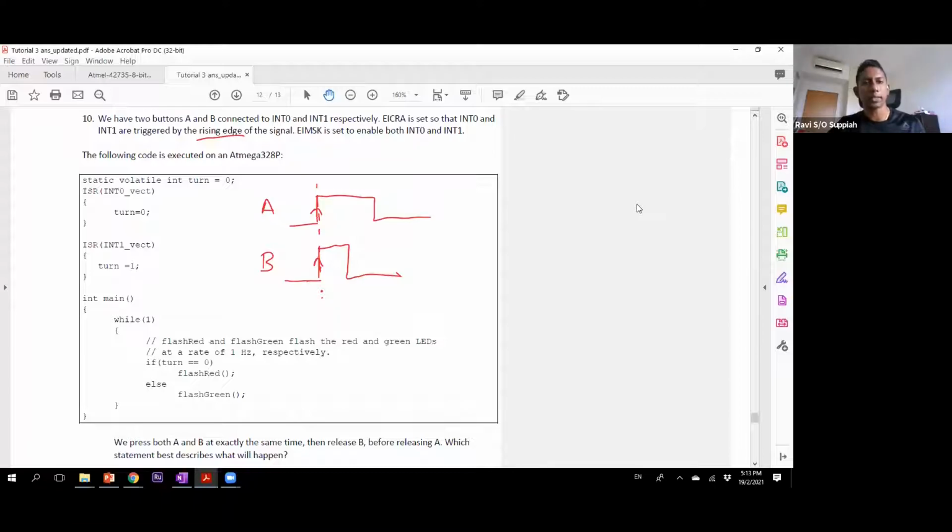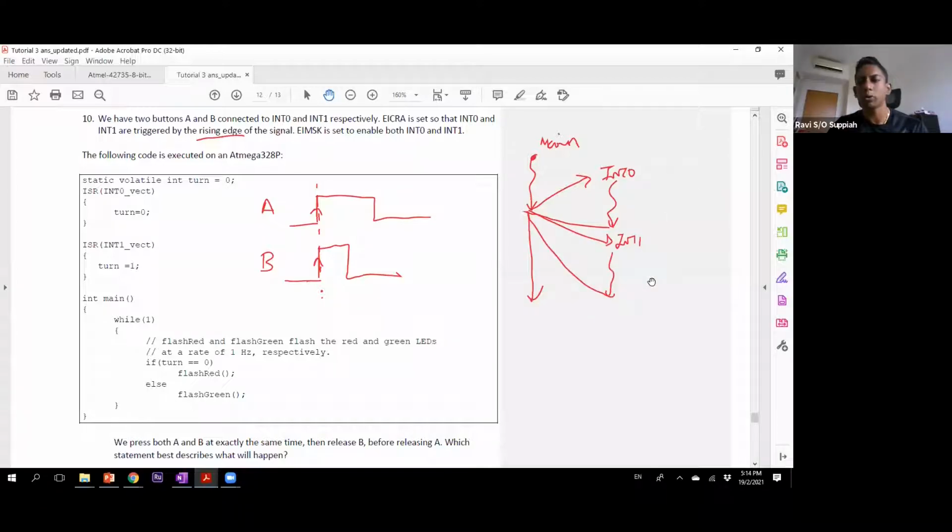If you look in the vector table, you'll see INT0 is higher priority than INT1. INT0 comes first in the table. So when I'm running my main code, and both of them happen at the same time, I will jump to INT0 first. I'll finish what I need to do, come back, and then I will jump to INT1. Finish what I need to do, then go back, and then I carry on.